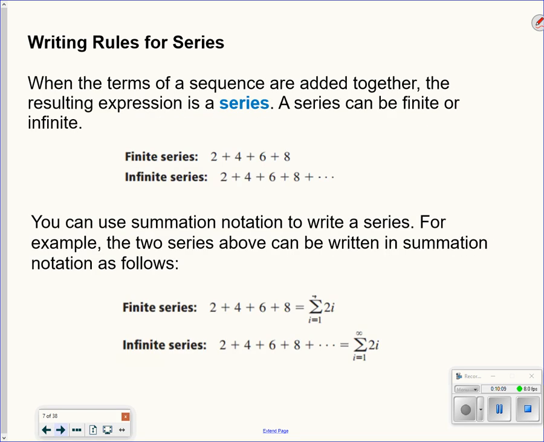So now, when the terms of a sequence are added together, so if I add them up, this is considered a series. Instead of a sequence, which is individual numbers. So when talking about a series, you're talking about the addition of each of the terms. So instead of a comma in between each one, you're actually going to have a plus sign between each one. You can use summation notation to write the series. For the example, the two series above can be written in summation notation as follows.